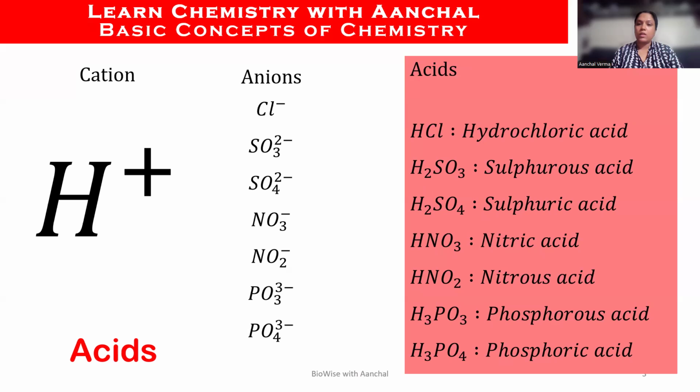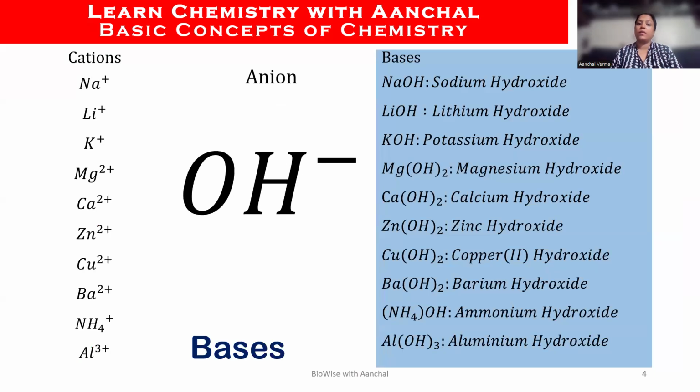Okay. Then you have bases. What are bases? Bases have a list of cations, that is, positively charged ions will be different. But anions, when you consider, it is always OH- ions. So anions here is OH negative.